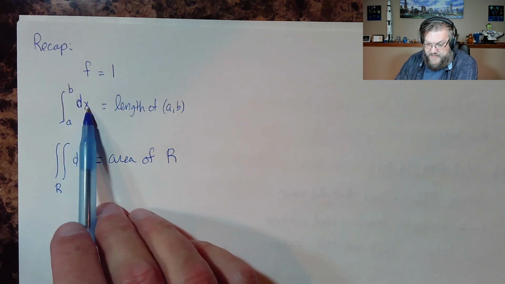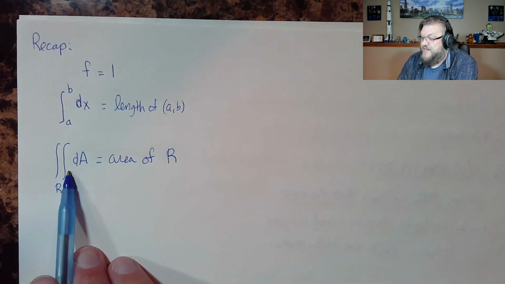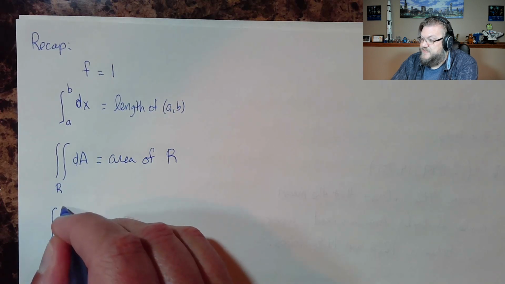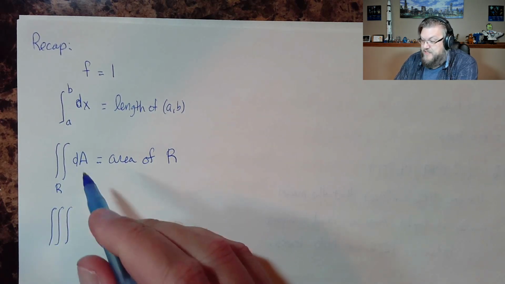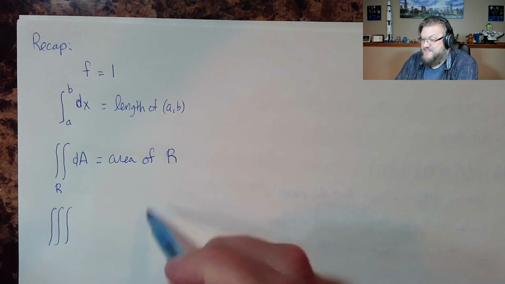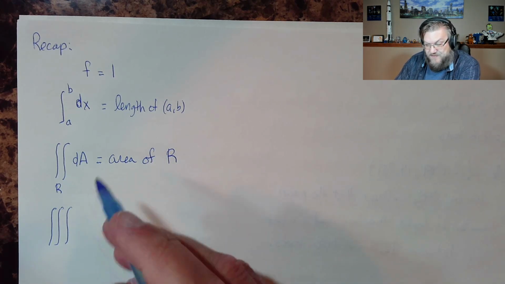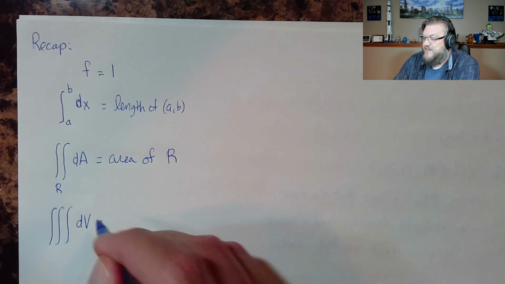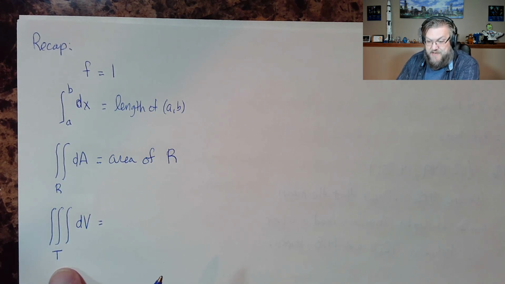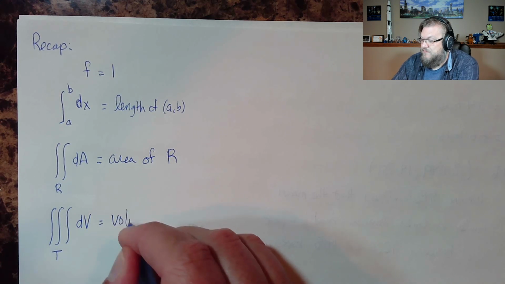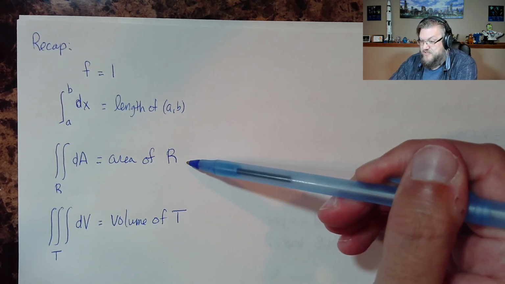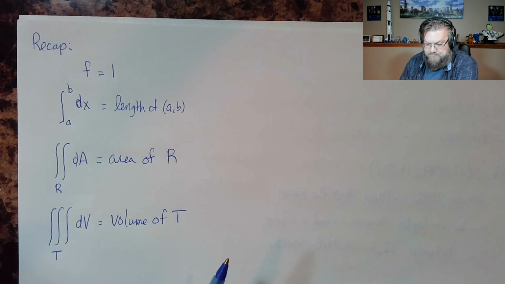So integrating 1 dx, single, gave me a length. Integrating 1 dA, a double integral, gave me an area. So I bet you could probably guess, if I were to do a triple integral, you might even be able to guess what letter I would use here. Length was x, area was A. That next dimension up would be volume. And so I could think of this as triple integrating over something called dV, over some three-dimensional solid, maybe call it T, that would be the volume of capital T. So you see there's a one-dimensional idea, two-dimensional idea, three-dimensional idea.